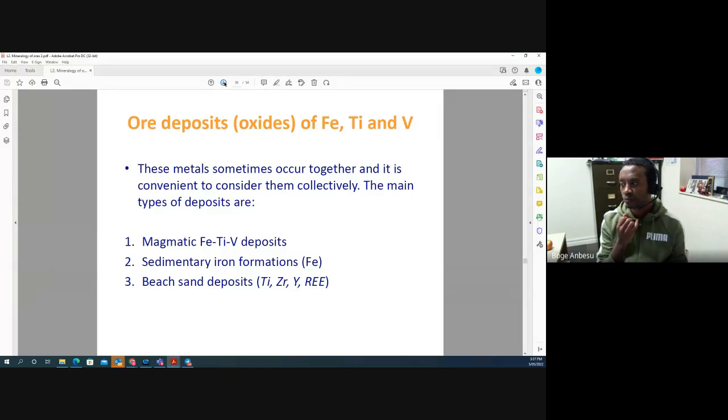Iron, titanium, and vanadium typically occur together, and maybe you can consider them together as well. There are different types of these ferrous metal deposits. You could have magmatic deposits, sedimentary deposits, and even some beach sand deposits, which are very well known and are sources for titanium and zircon and so on.